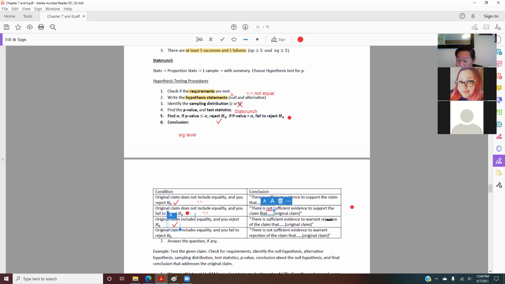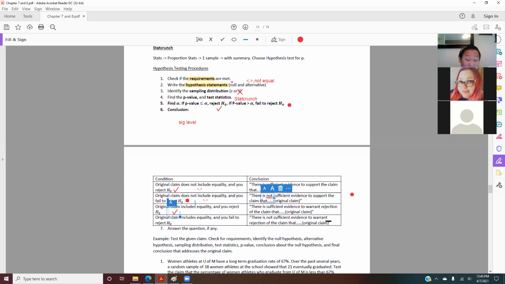Make sure you guys pay attention, this is very important that I'm going over here. If your claim includes equality and you reject your null hypothesis, then you will be using this conclusion, which is very similar to the first, but instead of using the word support, you use reject. And the last one is if your claim includes equality and you fail to reject the null hypothesis, then these two phrases come out: not sufficient evidence and warrant rejection.